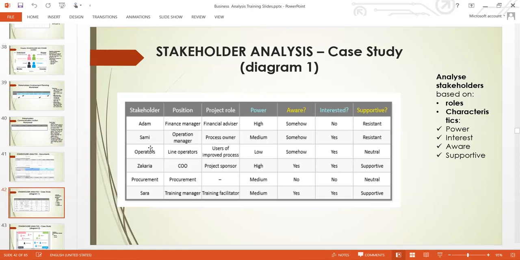So then let's look at another person who is neutral here. You see operators. Here is line operators, users of the improved process. Their interest is low.